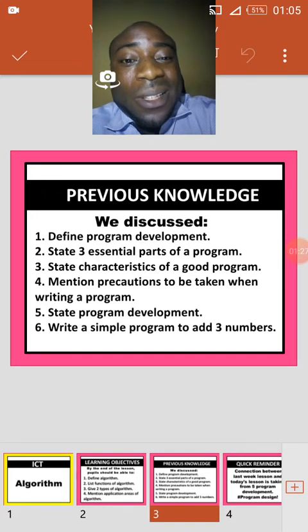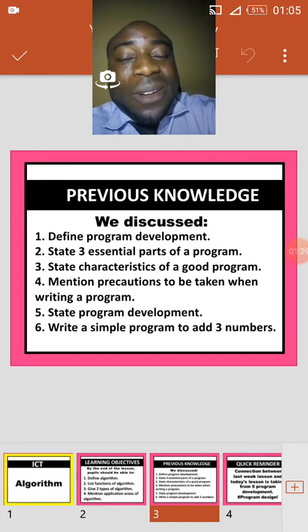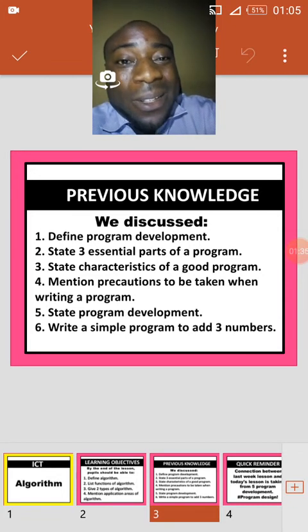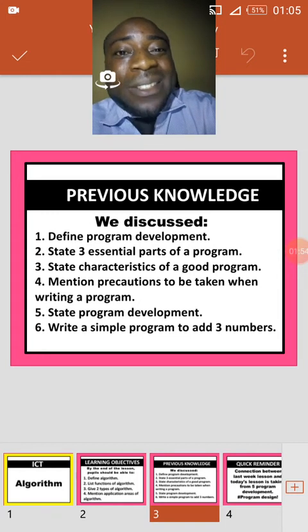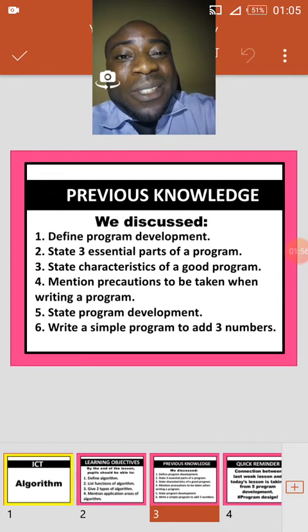And we also stated the characteristics of a good program: accuracy, generality, readability, usability, and clear to be understood by others. And we mentioned precautions to be taken when writing a program: do not rush, no step skipping, and follow the instructions in an orderly manner.